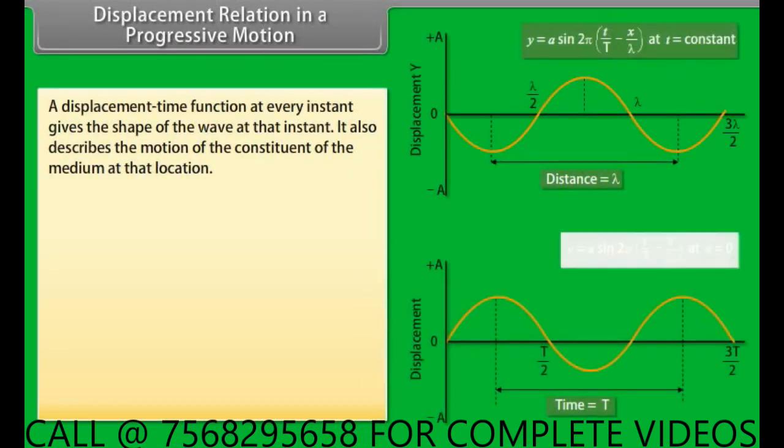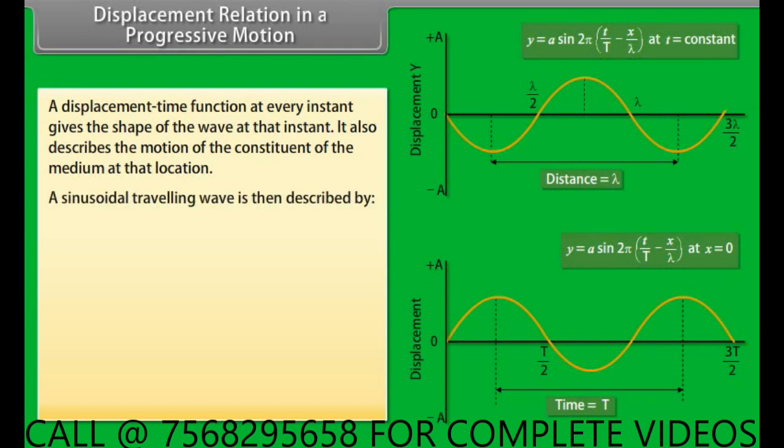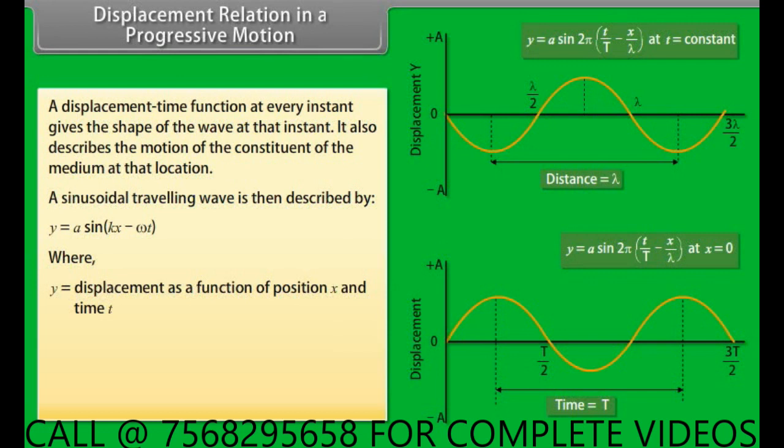Displacement relation in a progressive motion. A displacement time function at every instant gives the shape of the wave at that instant. It also describes the motion of the constituents of the medium at that location. A sinusoidal traveling wave is then described by y = A sin(kx − ωt), where y is the displacement as a function of position x and time t.